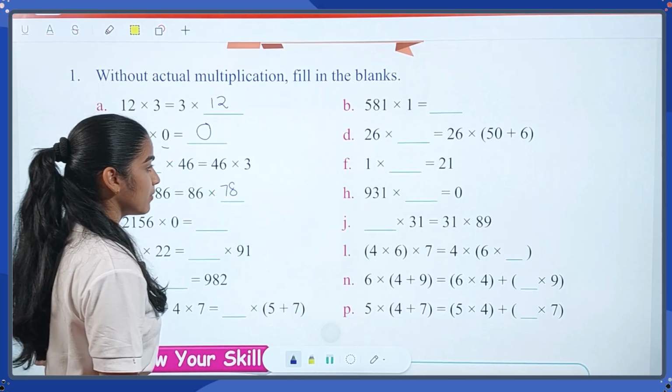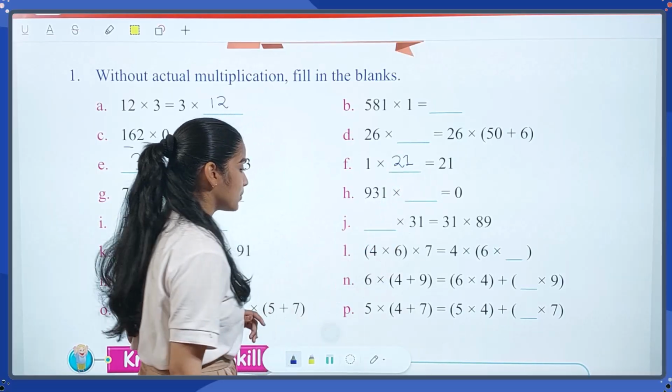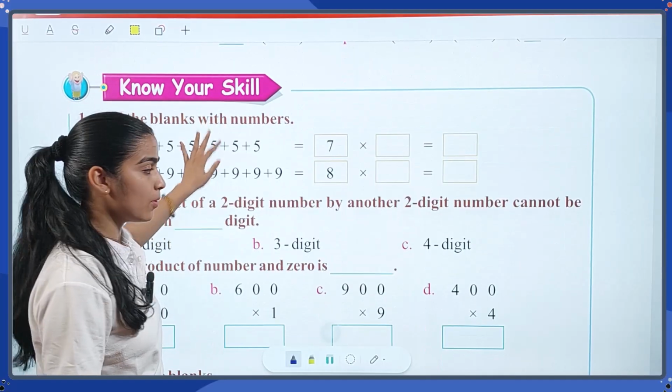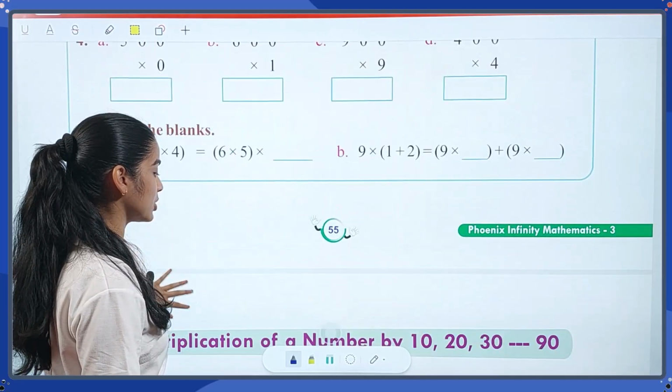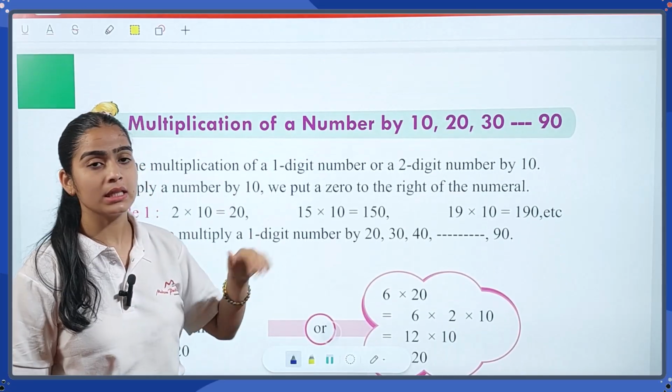Whenever I multiply 1 with any number, I get the same number itself as the product. In the same way, you can solve the rest of the questions with the help of the properties of multiplication. Now we switch to the multiplication of a number by 10, 20, 30 and 90.